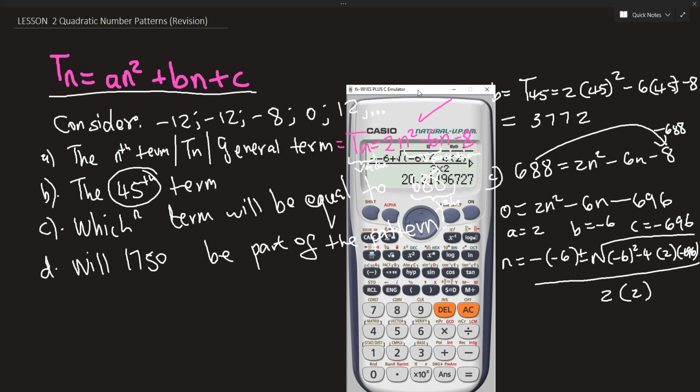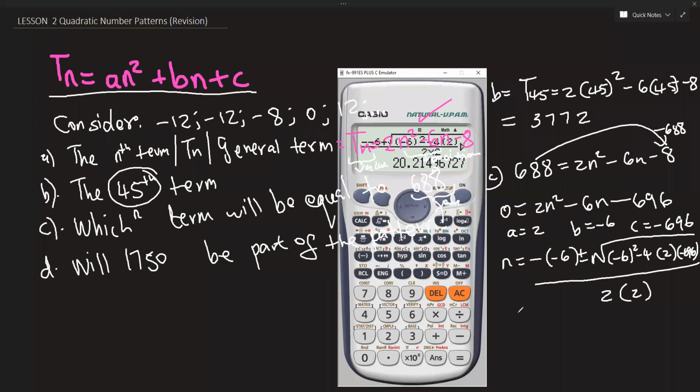So the first answer is n equals to 20.21, which is approximately 20, right? Or n equals to, let's see the other one. So I'm going to put the minus here now, which becomes negative 17.21. But remember, we don't need a negative, so you're going to say n is not equal to that, because n is a positive natural number. Perfect.